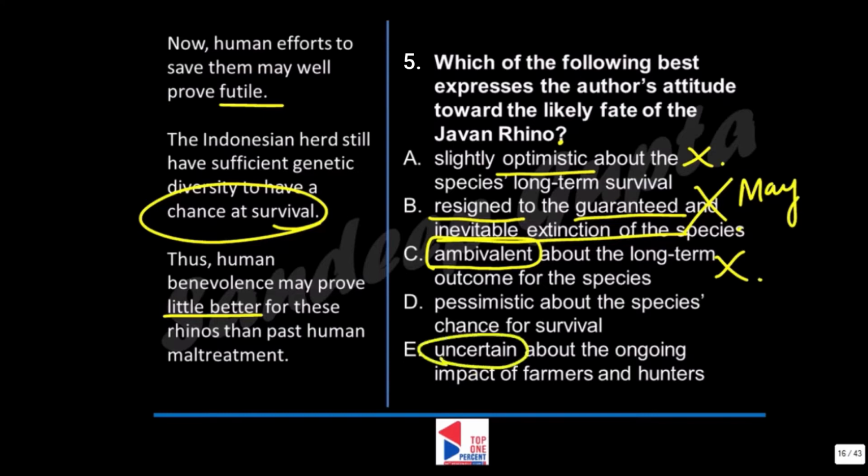Uncertain also means the same thing. It is not that in the morning the author feels pessimistic and in the evening the author feels optimistic. Clearly not right, and as per the rule of the Octave, this cannot be my answer. Absolutely correct. Pessimistic about the species' chance for survival. This is what we decided.